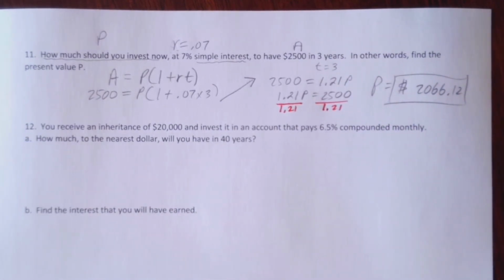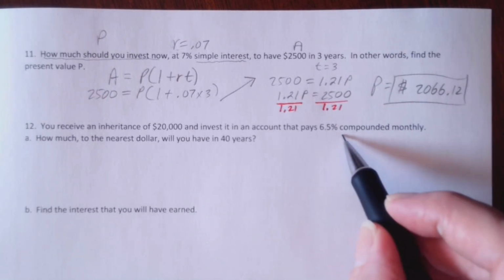All right, look at number 12. It says you receive an inheritance of $20,000 and invested in an account that pays 6.5% compounded monthly.